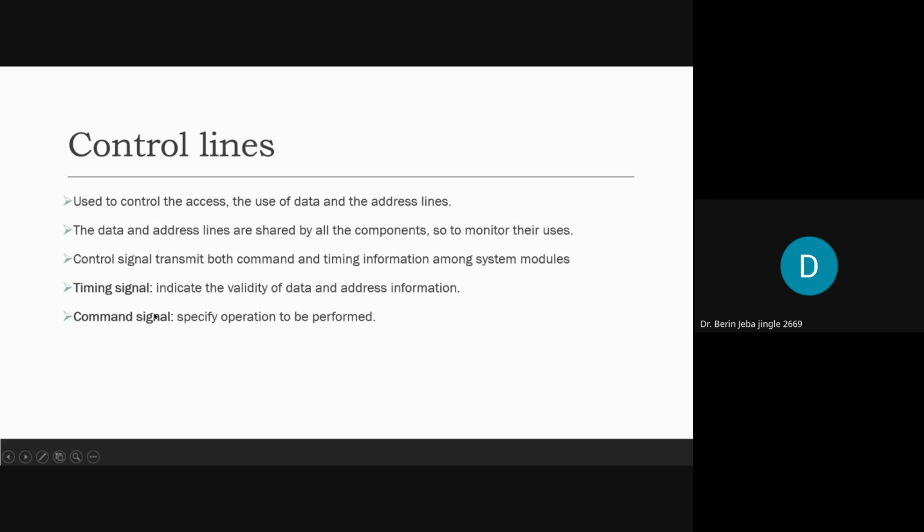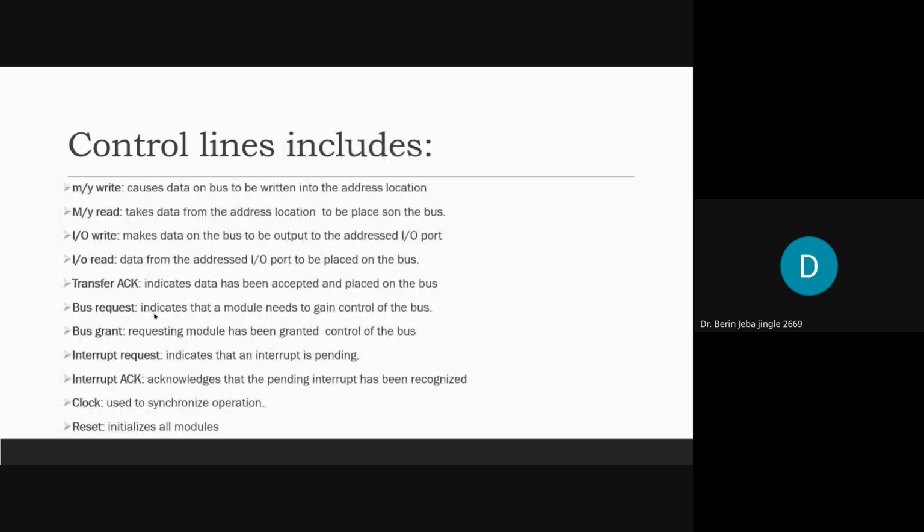Command, such as add, subtraction, multiplication, specifies the operation to be performed. So the control lines, what are the things they include? Memory, right? These are the things included with the control lines. What are the things it passes as a control signal?